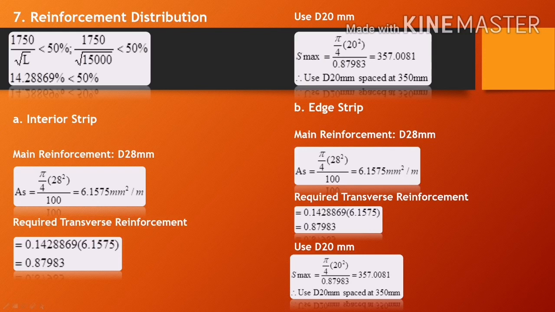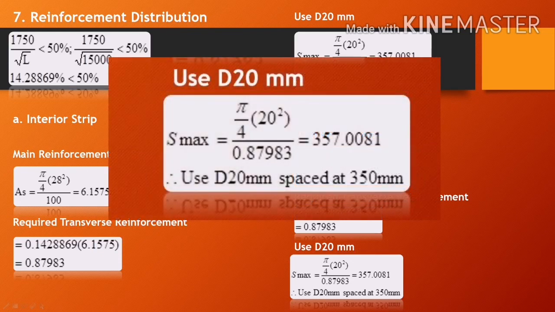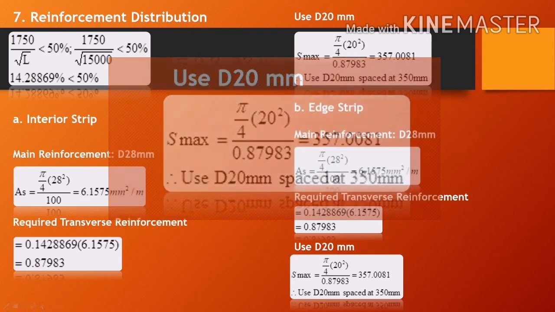The required transverse reinforcement is equal to 0.87983, and for the maximum spacing we will use D20 mm bars, and the maximum spacing is equal to 357.0081. So we will use D20 mm spaced at 350 mm.